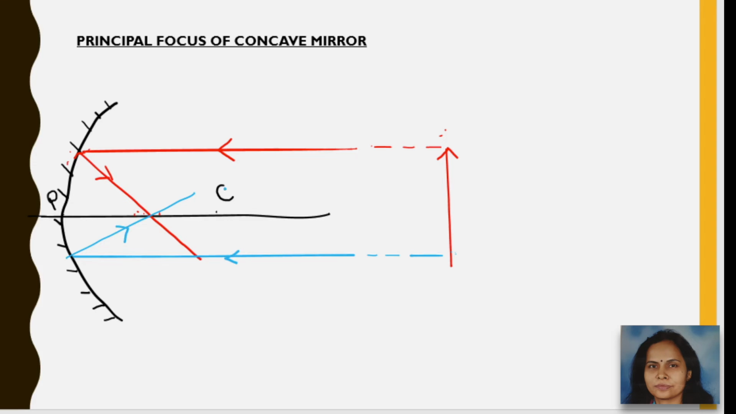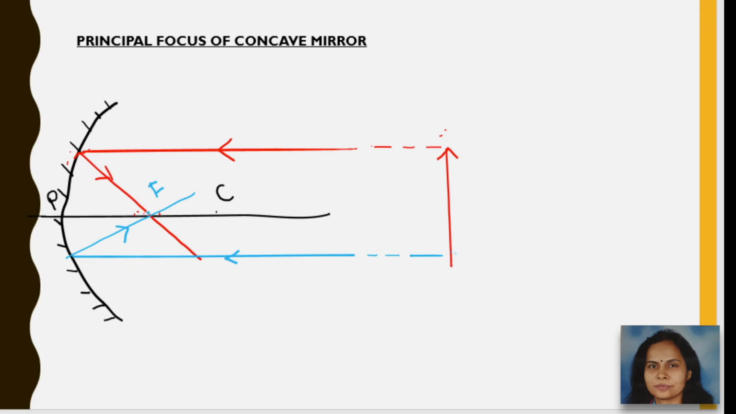Now I need to put the arrow here. So simply I can say that where these reflected rays meet, this point is known as the principal focus, which is represented by capital F, right? So this capital F is known as the principal focus of the concave mirror. As you can see, as we have done for the center of curvature and radius of curvature, the principal focus for a concave mirror is in front of the reflecting surface, right?